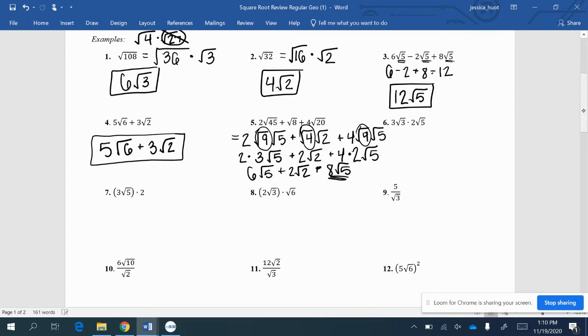I notice I have two terms that have square root of 5 on them. So then I can say that this is 6 plus 8, which is 14. So 14 square root of 5, and then just add on that 2 square root of 2 there.